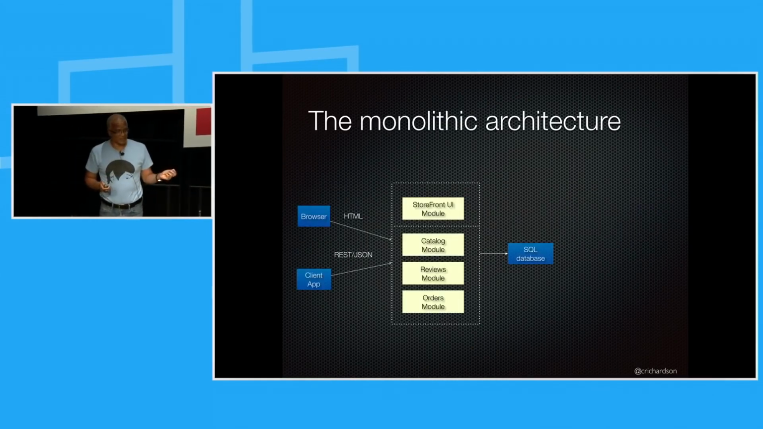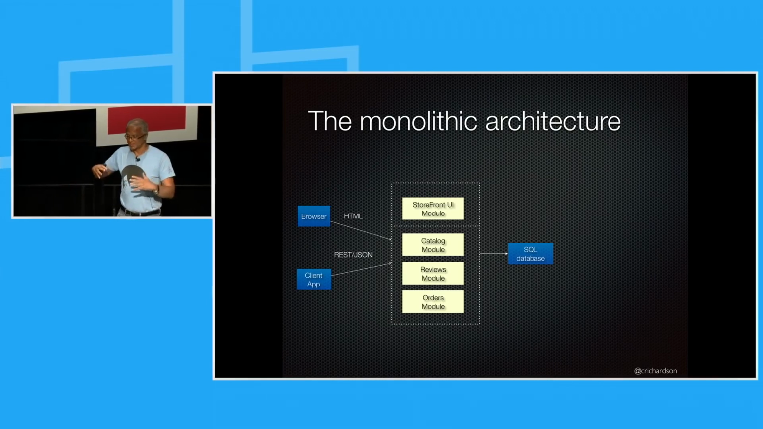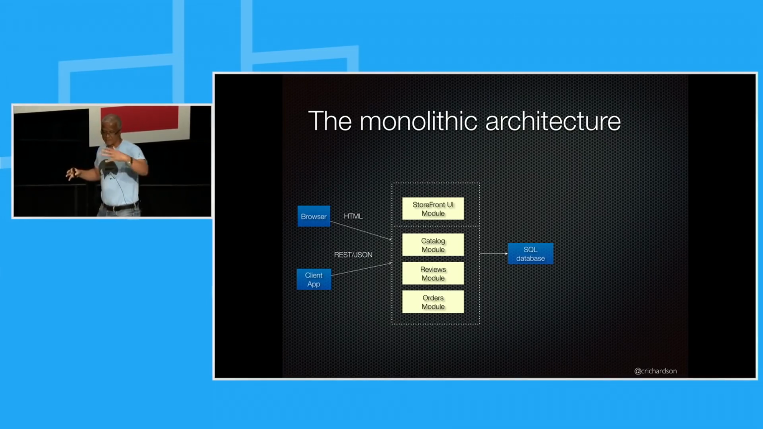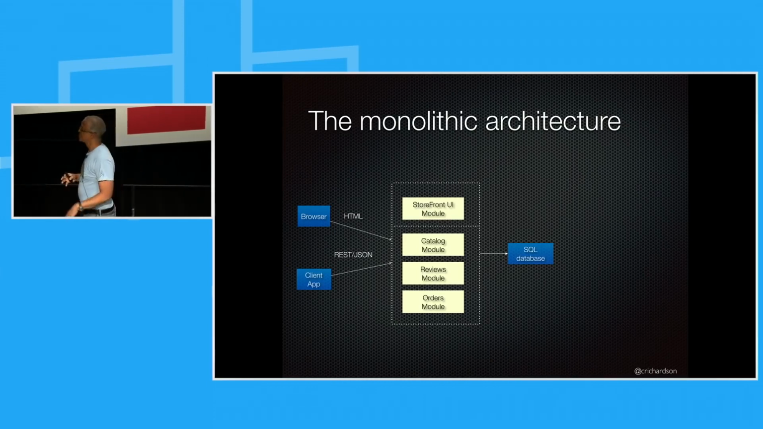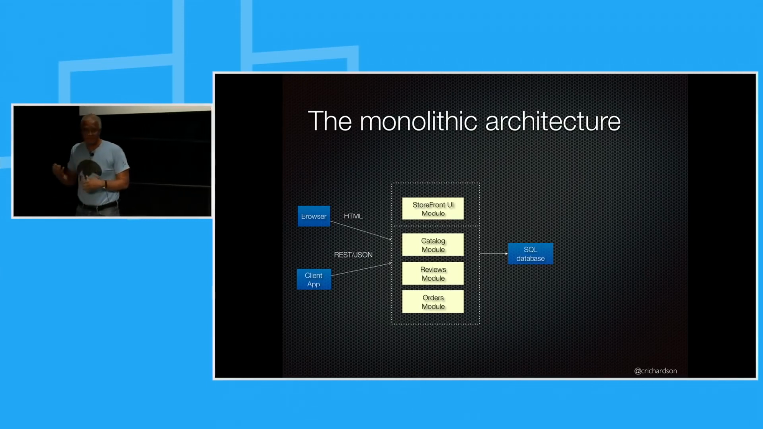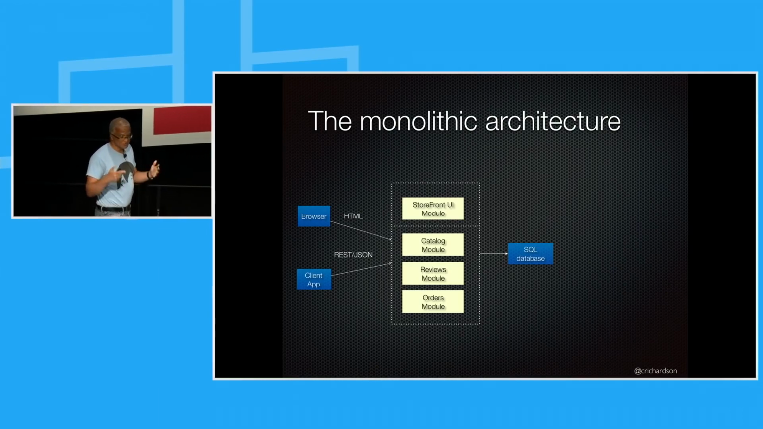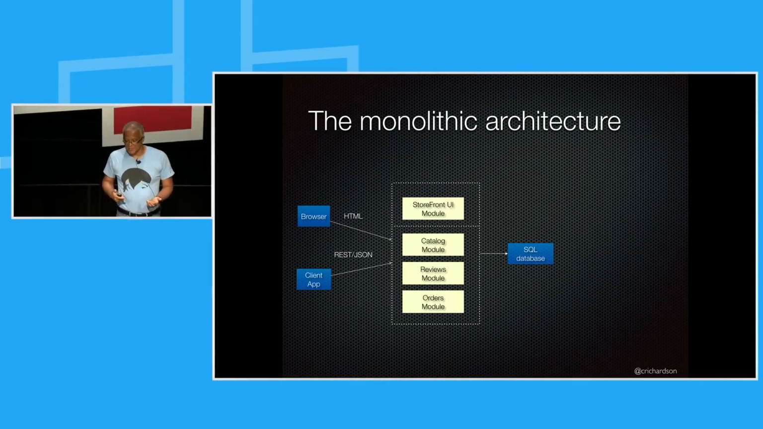So let's look at the monolithic approach. So here's my online store. And as you can see, it's both layered and modular. So there's a presentation layer that's exposing a REST API, but also generating HTML for the browser. There's various modules that implement different pieces of business functionality, like the catalog service, the review module, the orders module, and so on. So it's got a nice layered modular architecture.